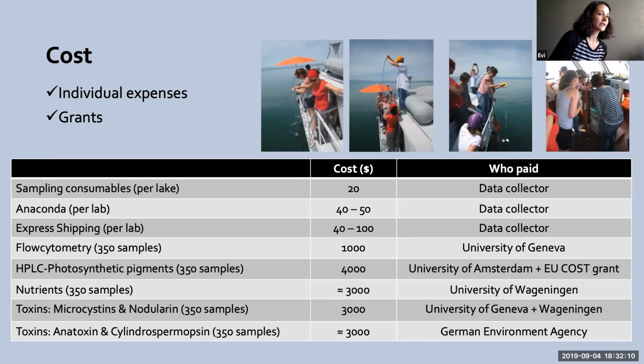So now down to what each data collector had to pay. I estimated that the consumables for sampling one lake were about $20, while building the anaconda device would be about $40 to $50. But you have to consider that these are prices based on the Swiss market, so I would think that in other countries the cost might be less. And then finally, for express shipping between European countries, for a package of 2 to 10 kilos, the cost would be between $40 and $100. I also included here the cost for styrofoam boxes and dry ice.